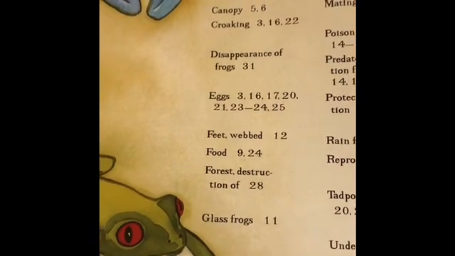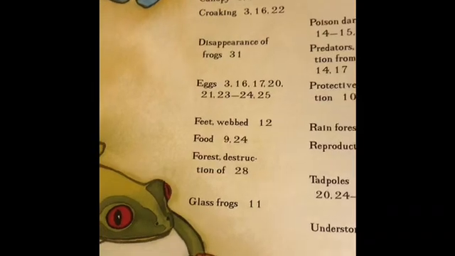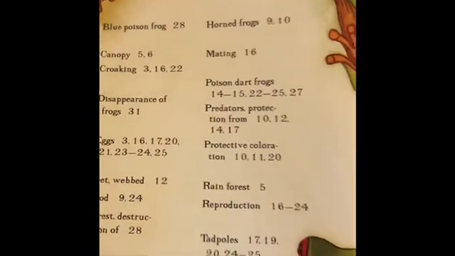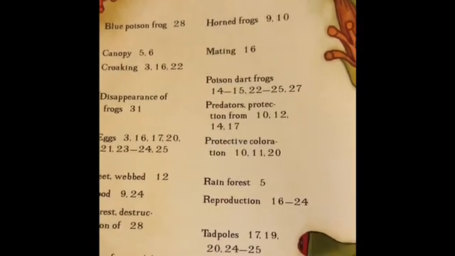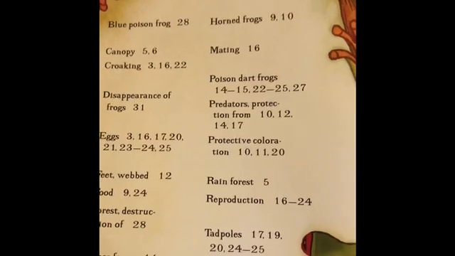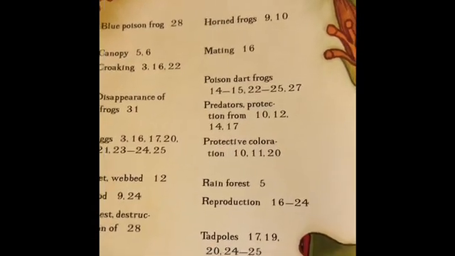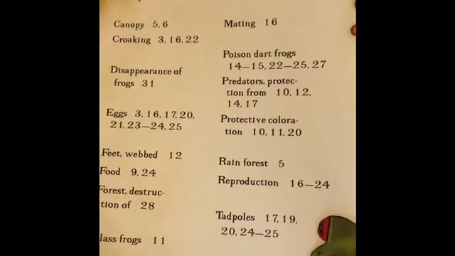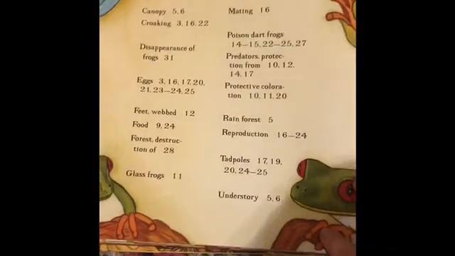Forest destruction of, oh, that means the destruction of the forest. Glass frogs, horned frogs, mating, poison dart frogs, predator protection from predators, protective coloration. Oh, that's where we're going to learn about why frogs have those beautiful colors I'm wondering about. Rainforest, reproduction, tadpoles, understory. Wow, we have a lot to learn.